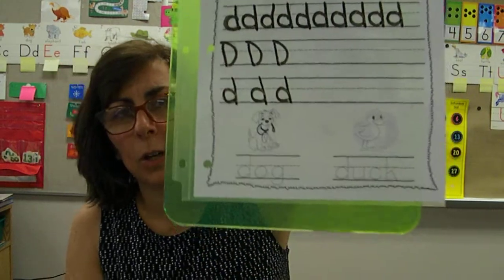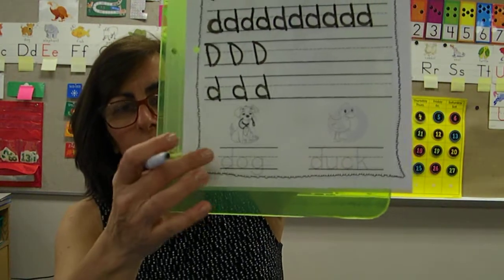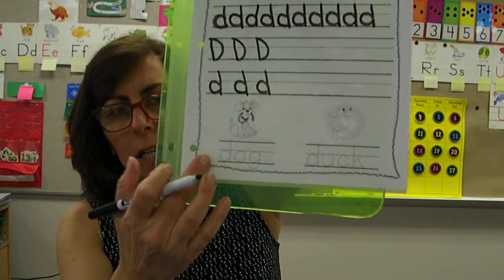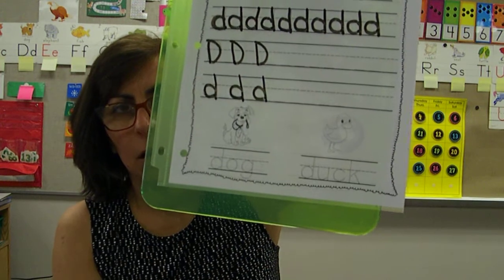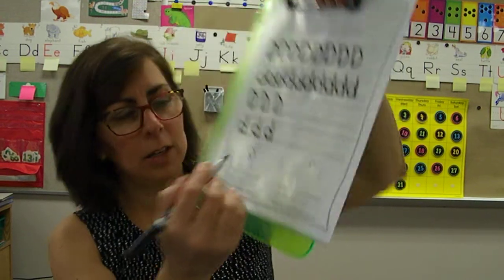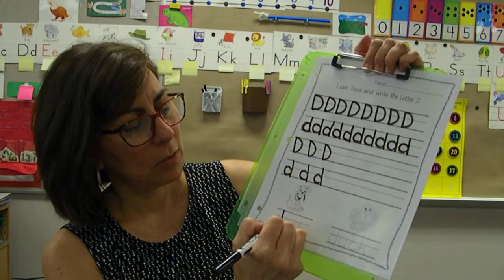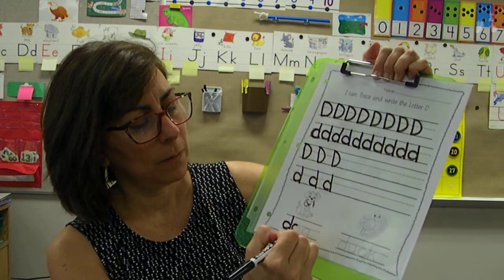We have a 3-letter word here that starts with a D. Do you know what this word is? D-O-G. Dog. Let's write the word dog.